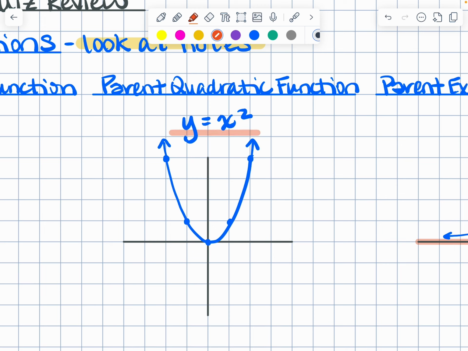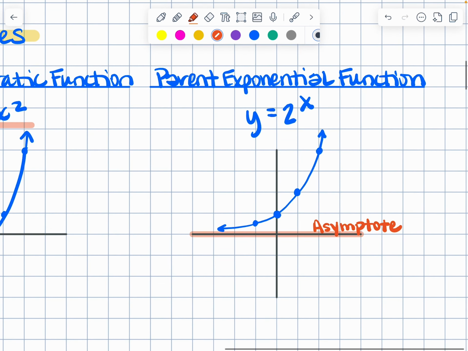Same thing with our parent quadratic function. His equation is y equals x squared. His graph is U-shaped, right? Remember, we call that a parabola. You must also know his domain, range, and intercepts.